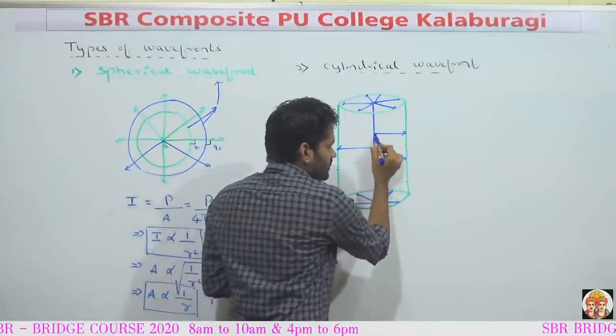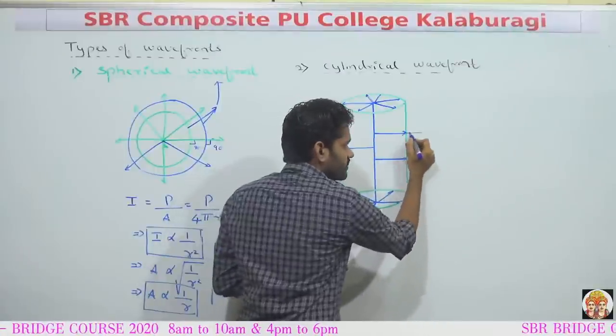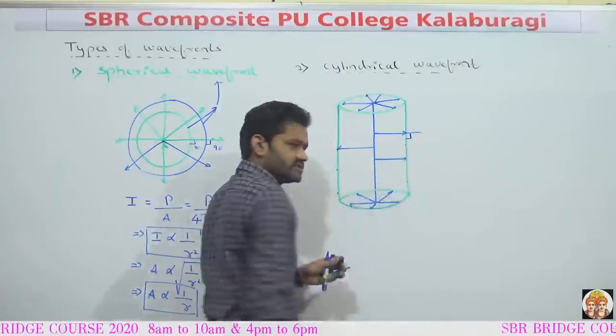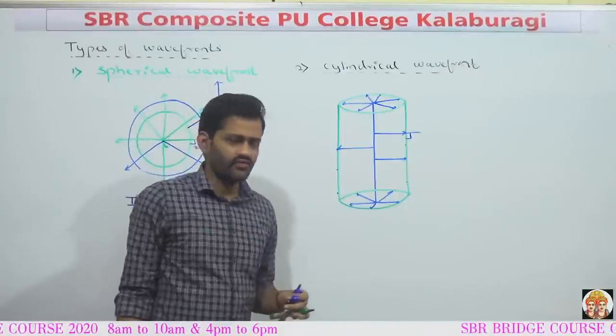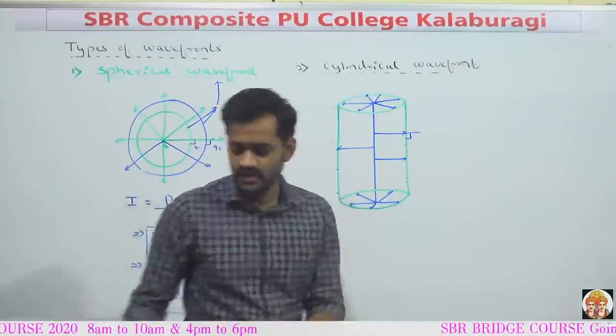The angle between the ray of light and the wavefront is how much here? 90 degrees. And how will the intensity vary here? How will that vary?